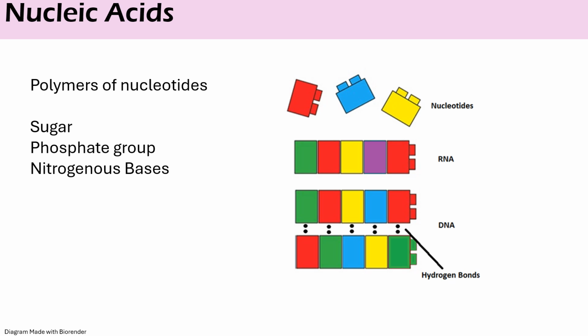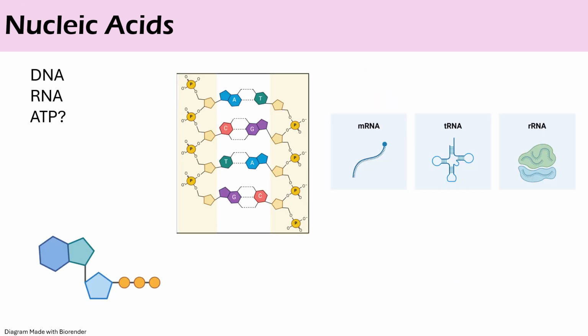But what makes things a little bit more complicated with DNA is that DNA is really two polymers of nucleotides that are bound together by hydrogen bonds. And you can see that represented in the bottom picture here with the two stacks of Legos that are bonded together by dotted lines. They're bonded together by hydrogen bonds.